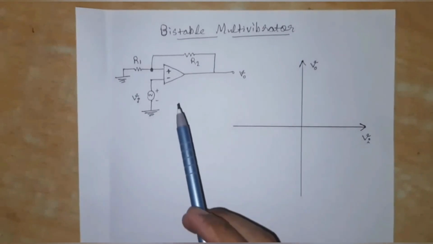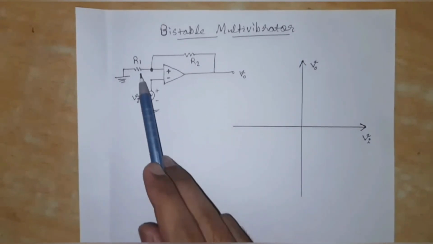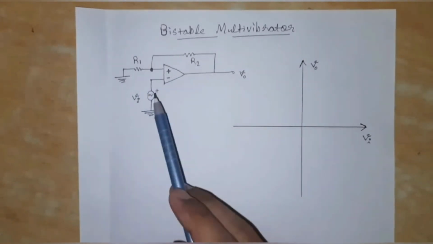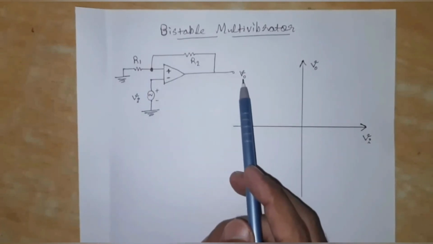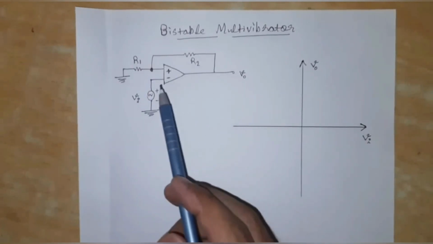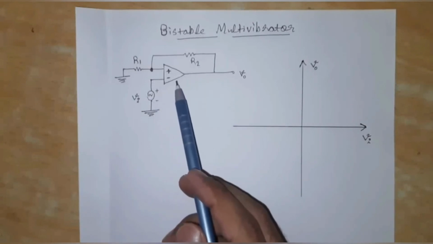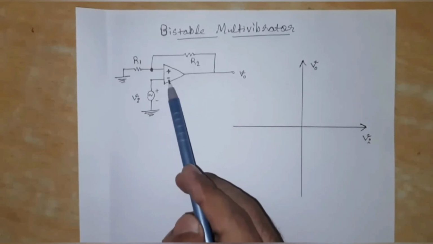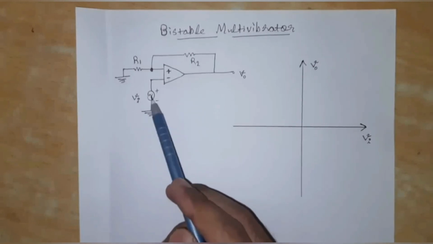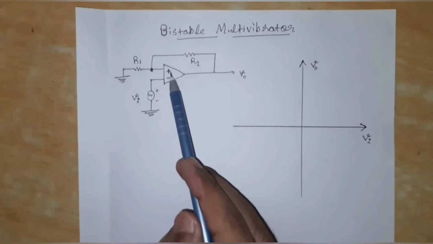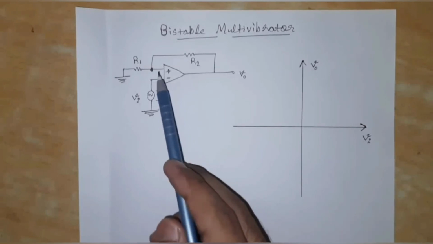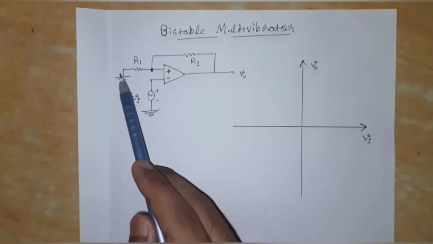See, this is a circuit of a bistable multivibrator. Resistances are R1, R2 and input signal Vi. This is output signal V0. We will be studying two types of it. This is the inverting bistable multivibrator because the input signal is applied at the inverting terminal. Next, we will be studying the non-inverting bistable multivibrator where the input signal will be placed here.